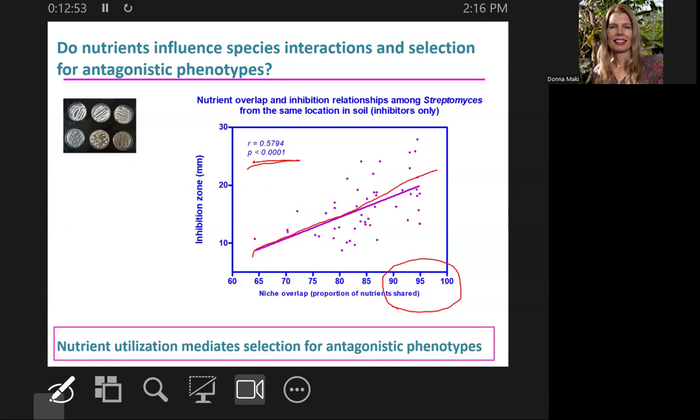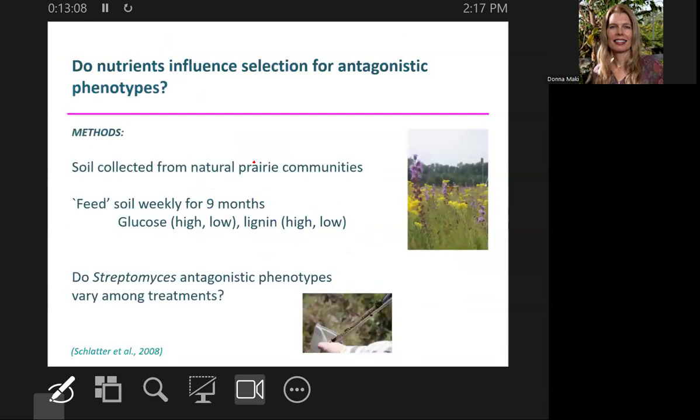So if they are all vying for the same nutrients, their ability to inhibit goes way up. So this is getting at niche partitioning versus niche overlap. They were looking into this in a little more detail. They collected some soil and they were spiking in either glucose at high and low amounts, or lignin.